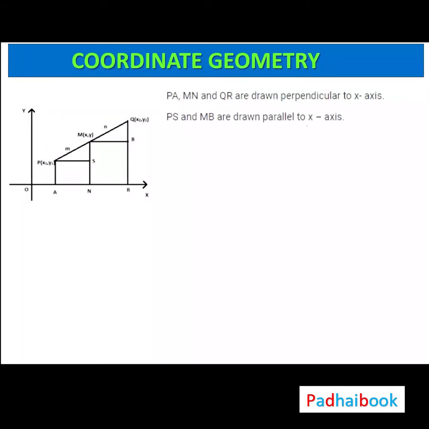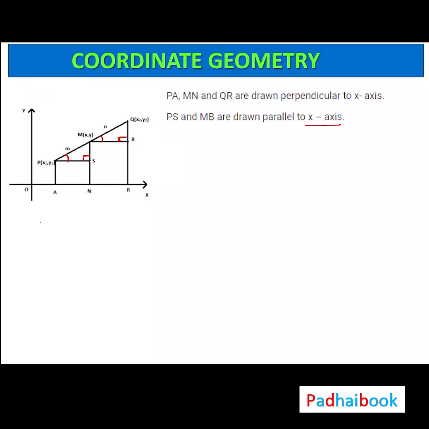So already I have just told you that PA, MN and QB are the perpendiculars on the x-axis. PS and MB are parallel to the x-axis and they are the perpendiculars on the y-axis if I just extend them. Now, here you can see this angle S will be of measure 90 degrees and angle B is of measure 90 degrees. Similarly, angle MPS will be equal to angle QMB.